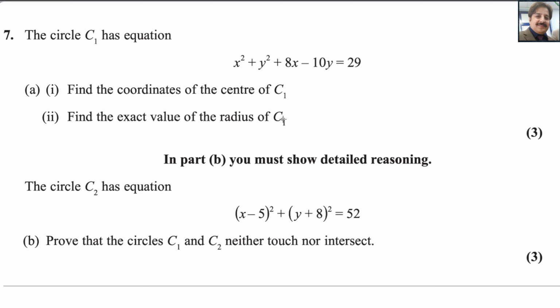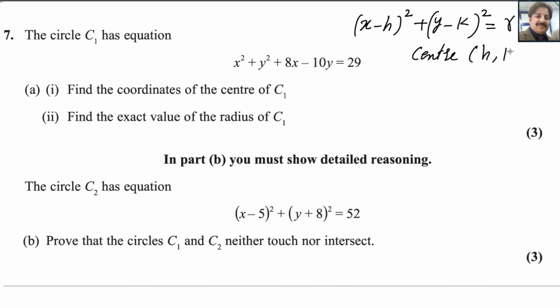Before starting this question, let me tell you the equation of the circle, that is written as x minus h whole square plus y minus k whole square equals to r square, where h and k is the center of the circle, that is h and k. So we will make the form of this equation. Okay, we can change this one into that form.